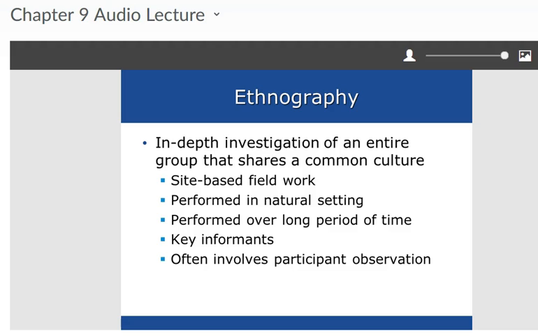Participant observation is when the researcher then becomes part of the group. If it's a school, they go to the classrooms, they interact with students, they interact with teachers, they interact with staff. If it's a hospital, they interact with doctors and nurses and all the other staff that work at that hospital. They become part of the environment, and they're no longer just researchers studying a phenomenon of interest.